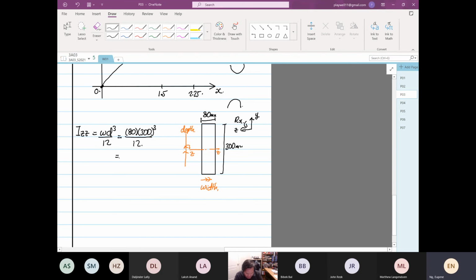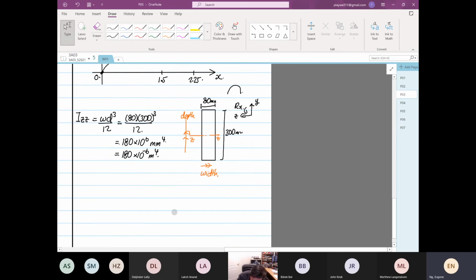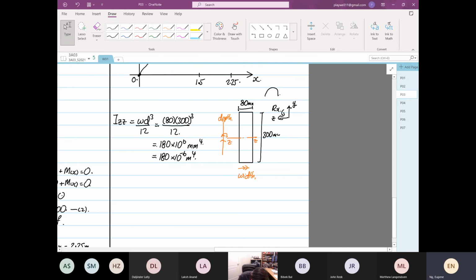So 80 times 300 cubed divided by 12 is equal to 180 times 10 to the power 6 millimeters to the 4, and this is equal to 180 times 10 to the power minus 6 meters to the 4. Let me do it again. 80 times 300 cubed divided by 12. Yep. So you're going to find at point C the stress in the x at point C.